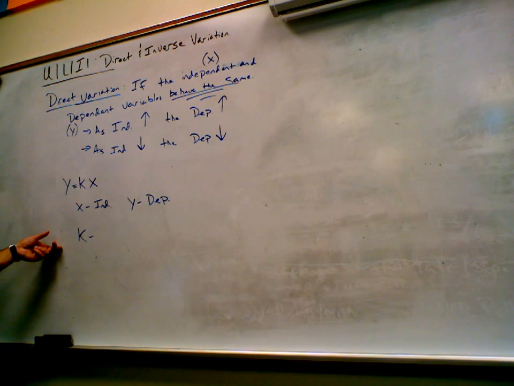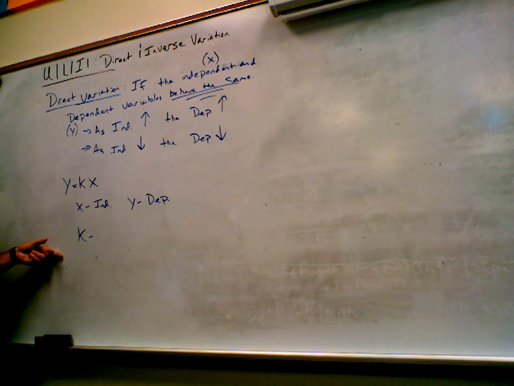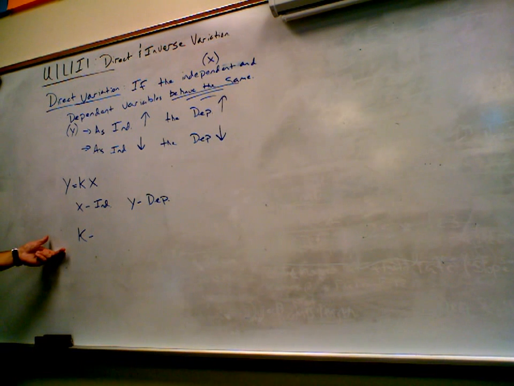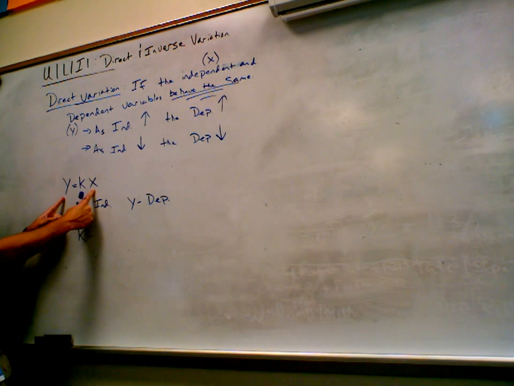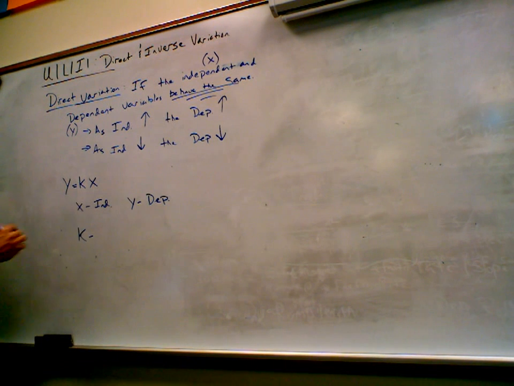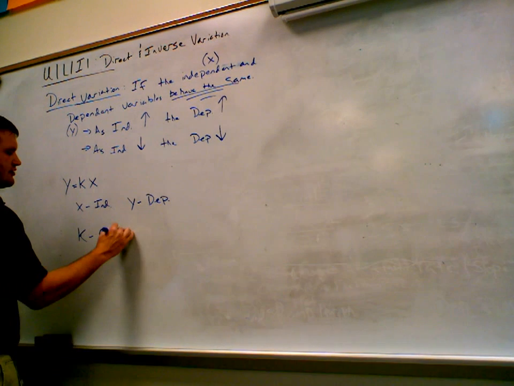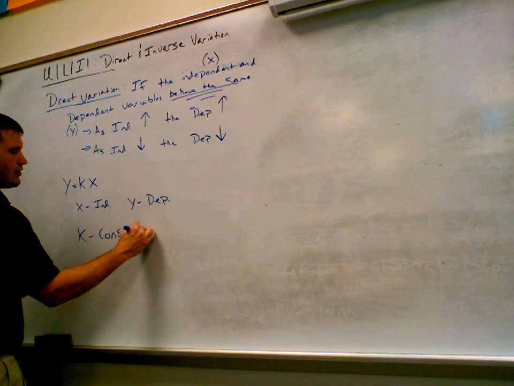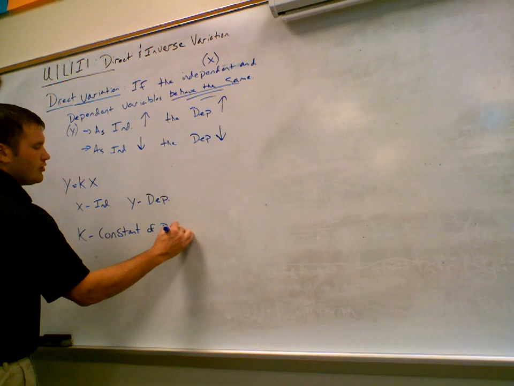If it stays the same number all the time, it's called a constant. These are variables because they change. k stays the same, so it's a constant. k is actually called the constant of proportionality.